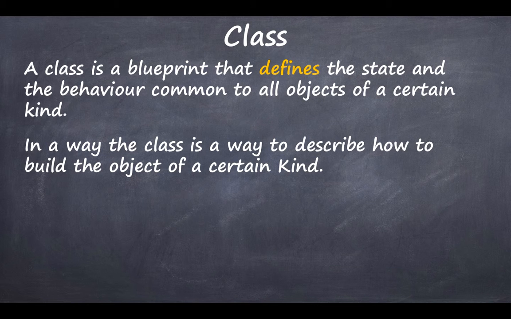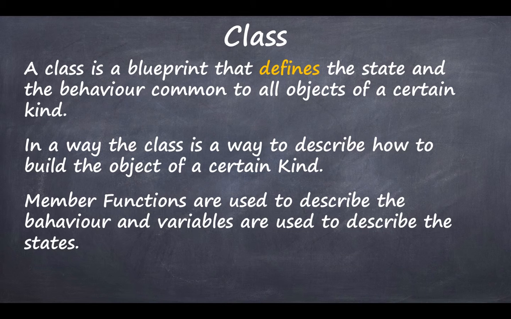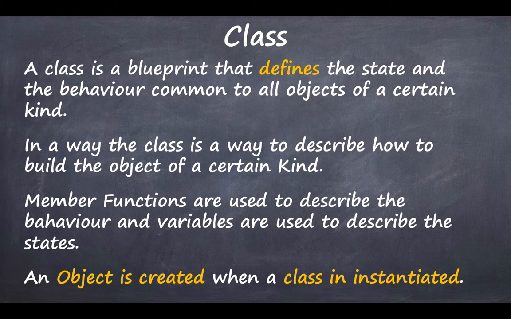So if you have an object of type dog, then you define a class Dog which defines that whenever you create an object of type dog, what is the behavior and the states of that object. So member functions are used to describe the behavior and variables are used to define the states in the class. And an object is created when a class is instantiated. This is very important: an object is not a class. An object gets created whenever you instantiate a class.